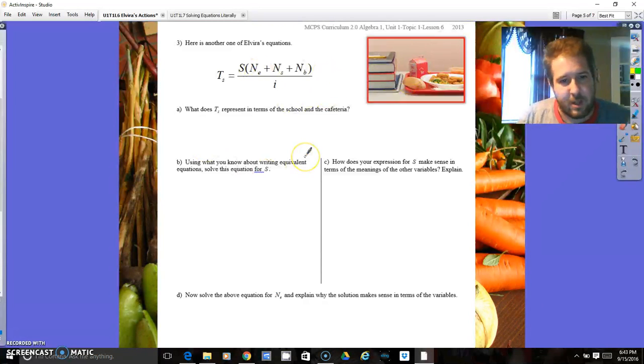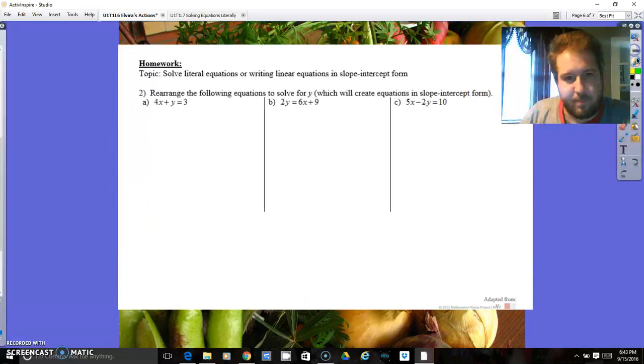All right, so this is the question that we didn't do, if you want to take a quick look at it. But we never did this one. What does TS represent in terms of the school cafeteria? So you're supposed to figure out, if you do all of this, what would TS represent? But we never did this question.